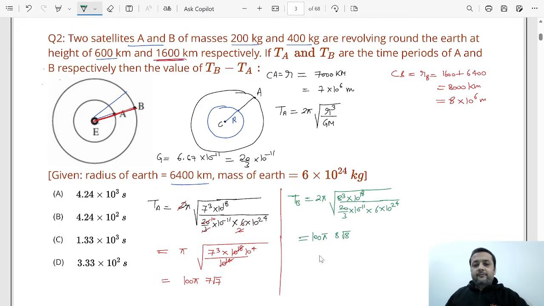Okay, and we have to find the value of TB minus TA. So TB minus TA will be what? If you do this minus this, you can see that it is 8 root 8 minus 7 root 7 into 100 pi. Now you can do this calculation. Basically you will get option C as the correct answer. Nearly 1219, near about. So basically option C will be the best match.